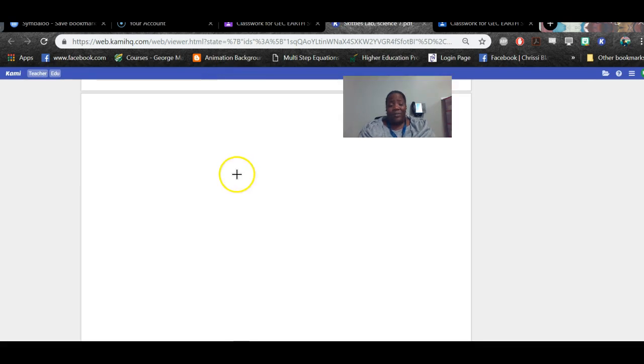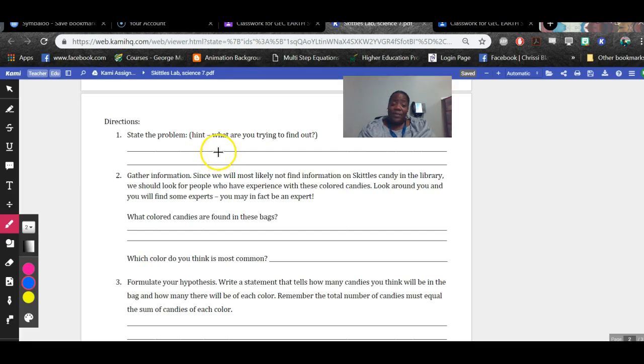The Kami app is good for people who miss something and still need to do it, and I don't have any more copies, or they can do it from home and submit it. This is a good app to use because it allows you to write on the assignments and submit it to the Google Classroom right from your phone, electronically, paperless. Okay, so let's see where we left off.